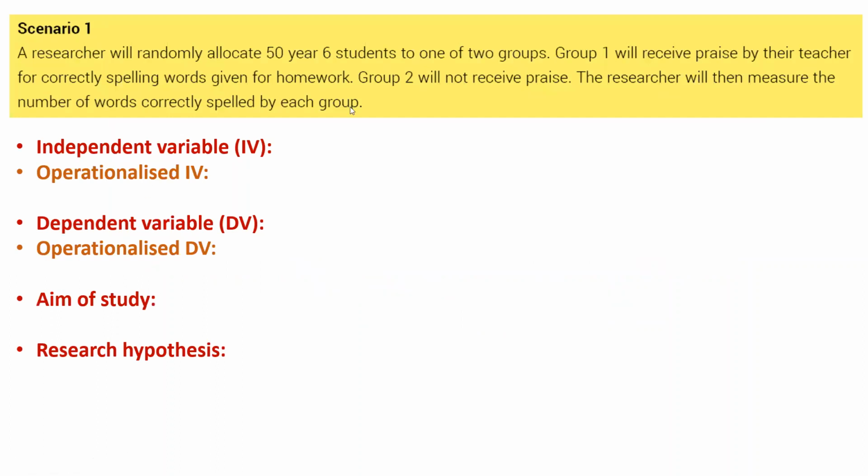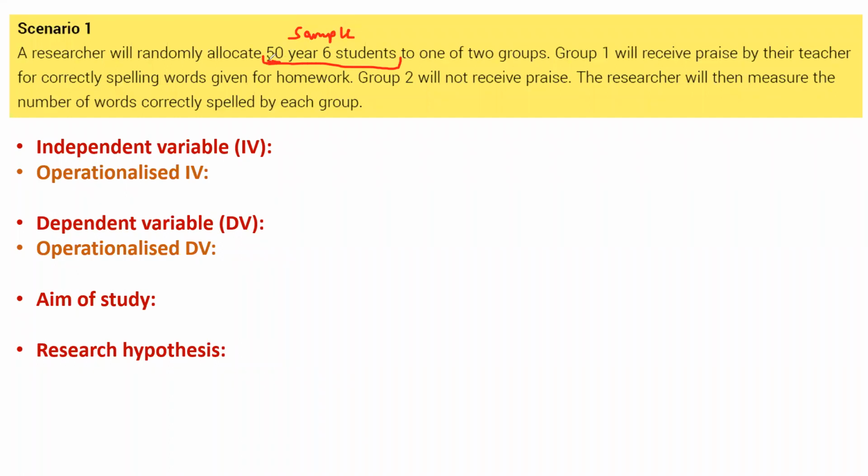Okay, so the first scenario basically says that a researcher will randomly allocate 50 year 6 students to one of two groups. Now if we underline 50 year 6 students, remember we said that whenever there's a number attached to the population, that no longer is the population, that is the sample. Okay, so 50 year 6 students is the sample because it's got the number 50 attached to it.